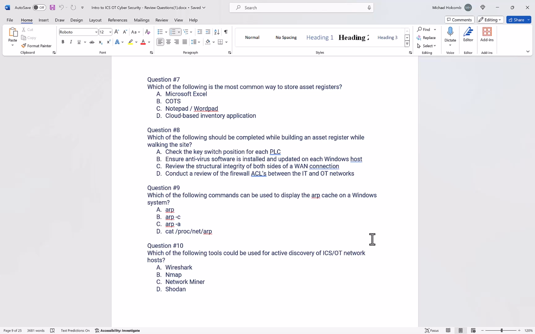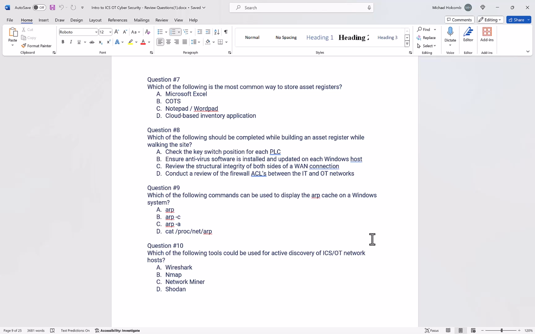Question number 8, which of the following should be completed while building an asset register while walking the site? This goes back to what we were mentioning earlier, and when I was talking a little bit about my master's thesis: if you are walking the site, which again could be very dangerous depending on the environment, as you come across different PLCs, you do want to check if those PLCs have physical key switches, where you would insert the key and turn it to determine what operational mode the PLC is in. You always want to make sure it's in run mode.